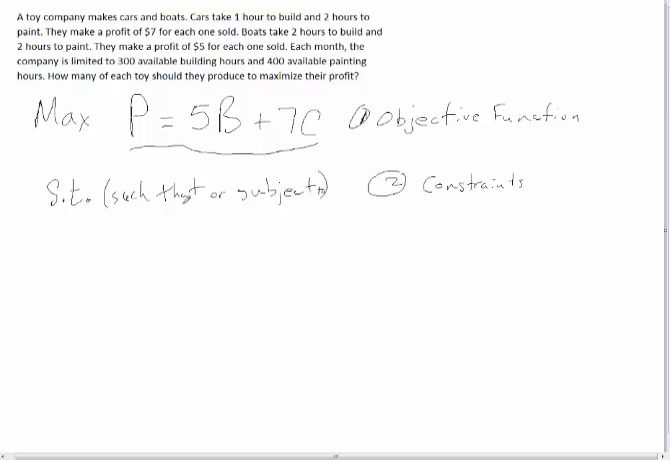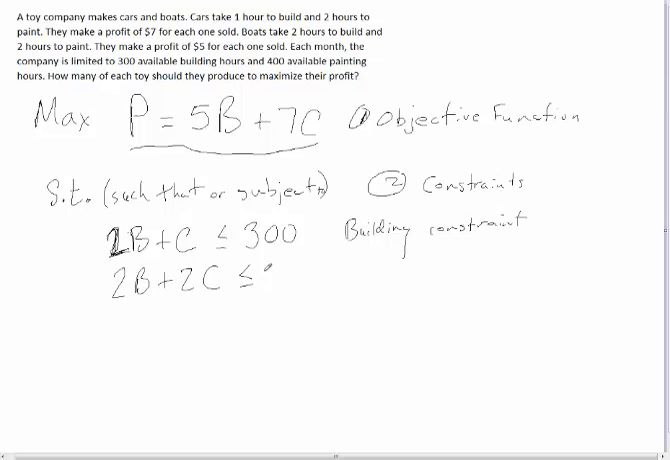Well, we've got a building constraint. We only have a certain number of hours to build. So 2 hours for every boat built, plus 1 hour for every car built. That's got to be less than or equal to 300. So hours for boats plus hours for cars has to be less than or equal to the total hours available. And then in terms of painting, our painting constraint is based on total hours for painting boats plus total hours for painting cars.